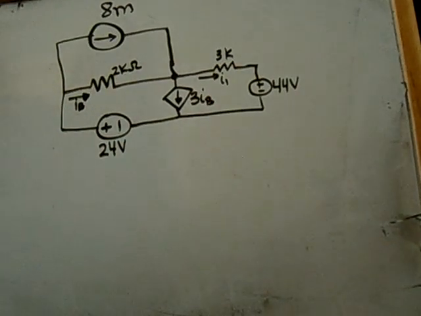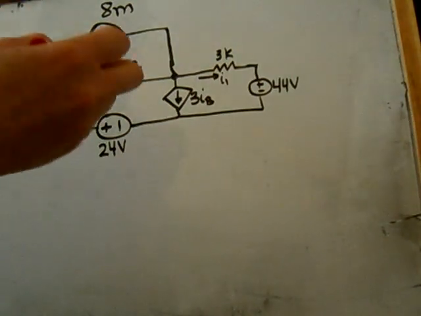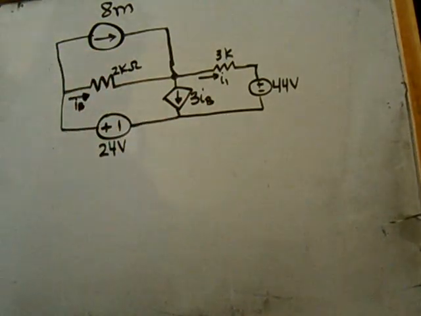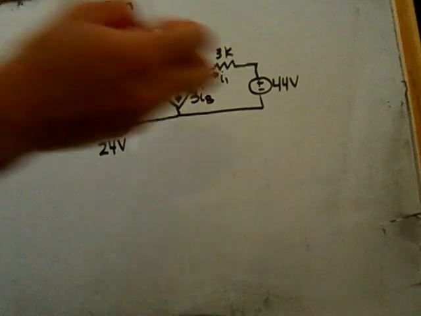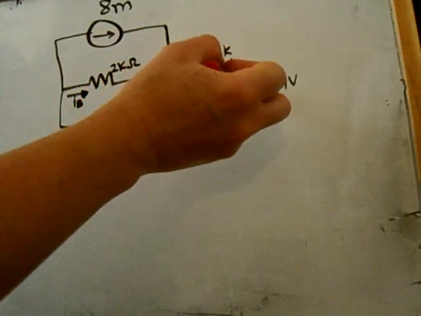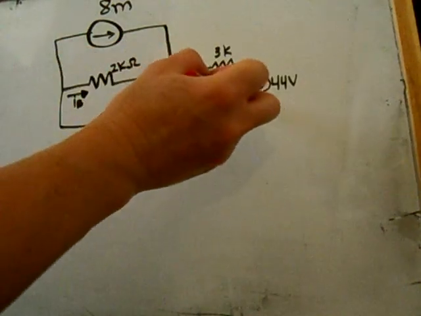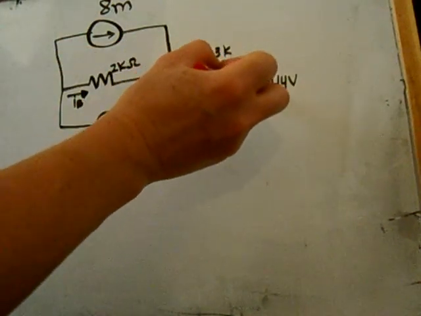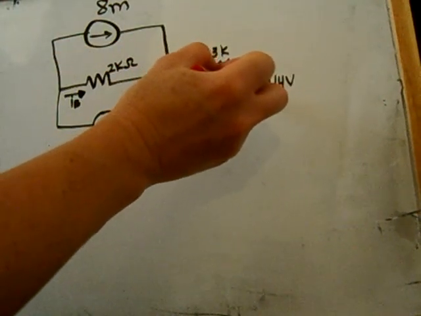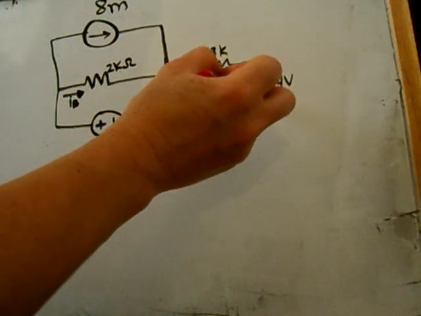For this example, it is desirous to find the three equations for a mesh current method. So the first thing to do would be to label the mesh currents. We already know that this is I1, so we can label this mesh as I1 going in the same direction.